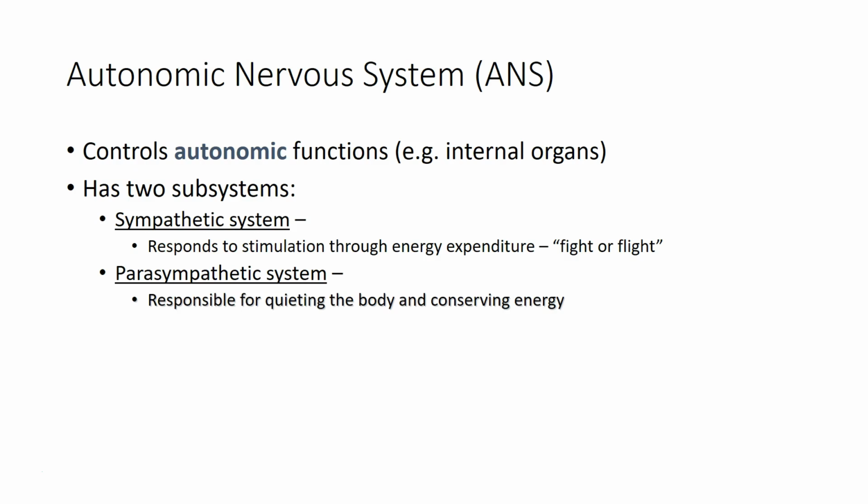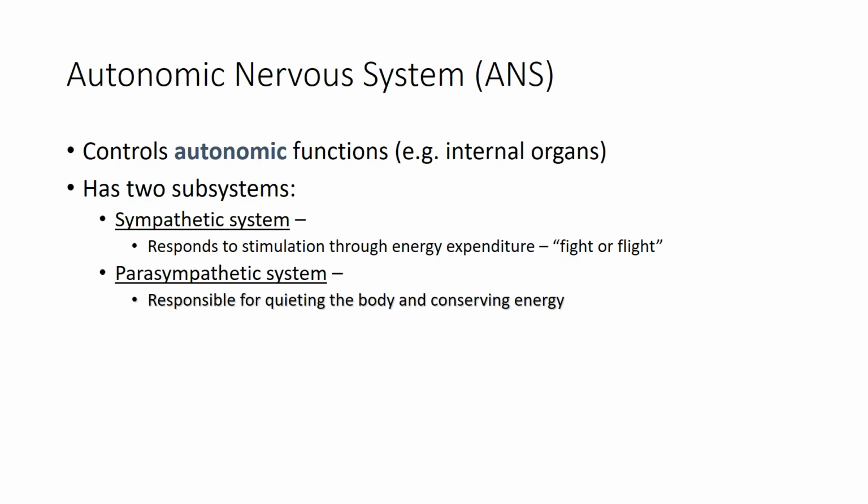The other part of the functional division of the nervous system is the autonomic nervous system. These are autonomic functions, things that happen generally automatically, for example, things happening inside the internal organs. We can also classify within the autonomic nervous system a couple of subparts. The sympathetic system takes sensory information and responds by expending energy in the body. This is our fight or flight reflex. It amps the body up to be able to fight, run, do whatever it needs to do to survive.